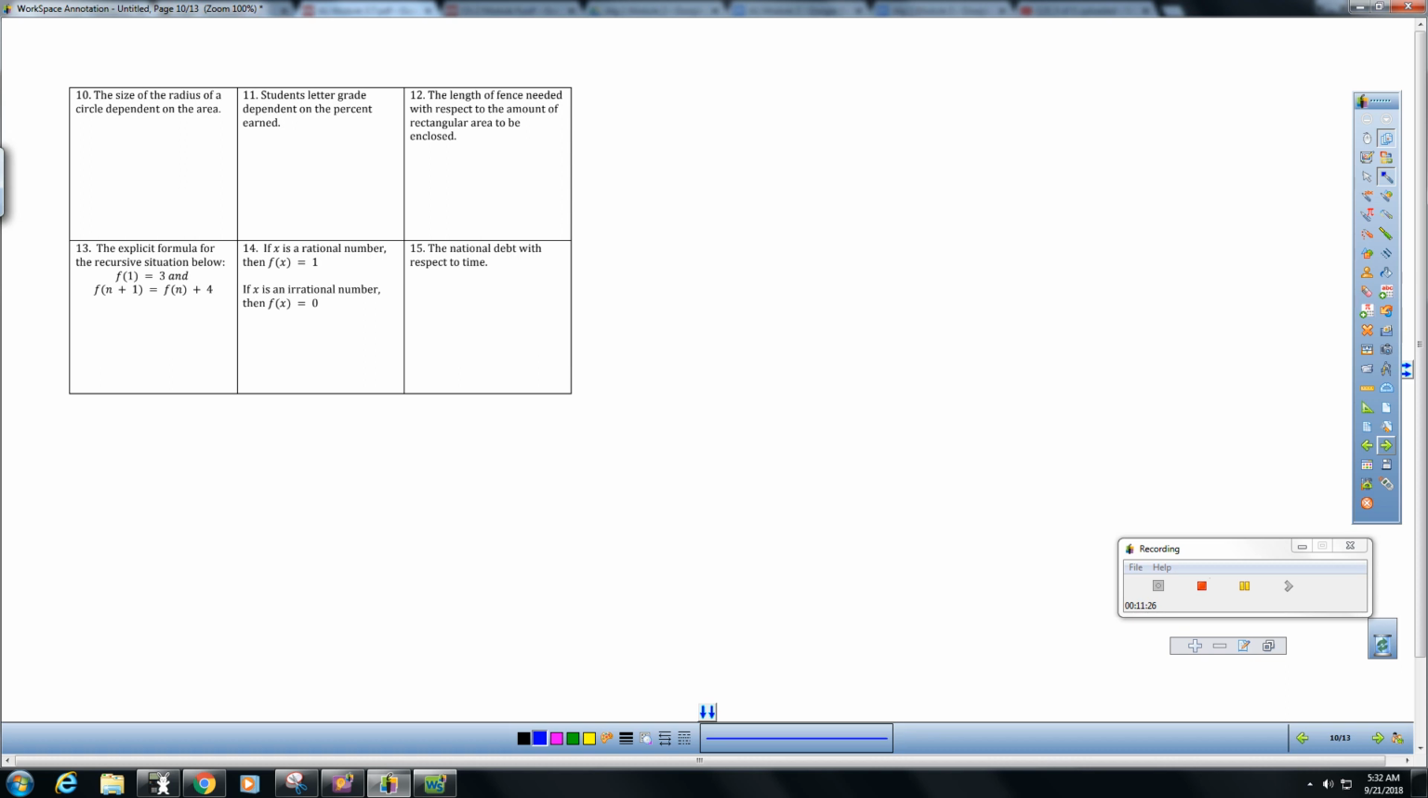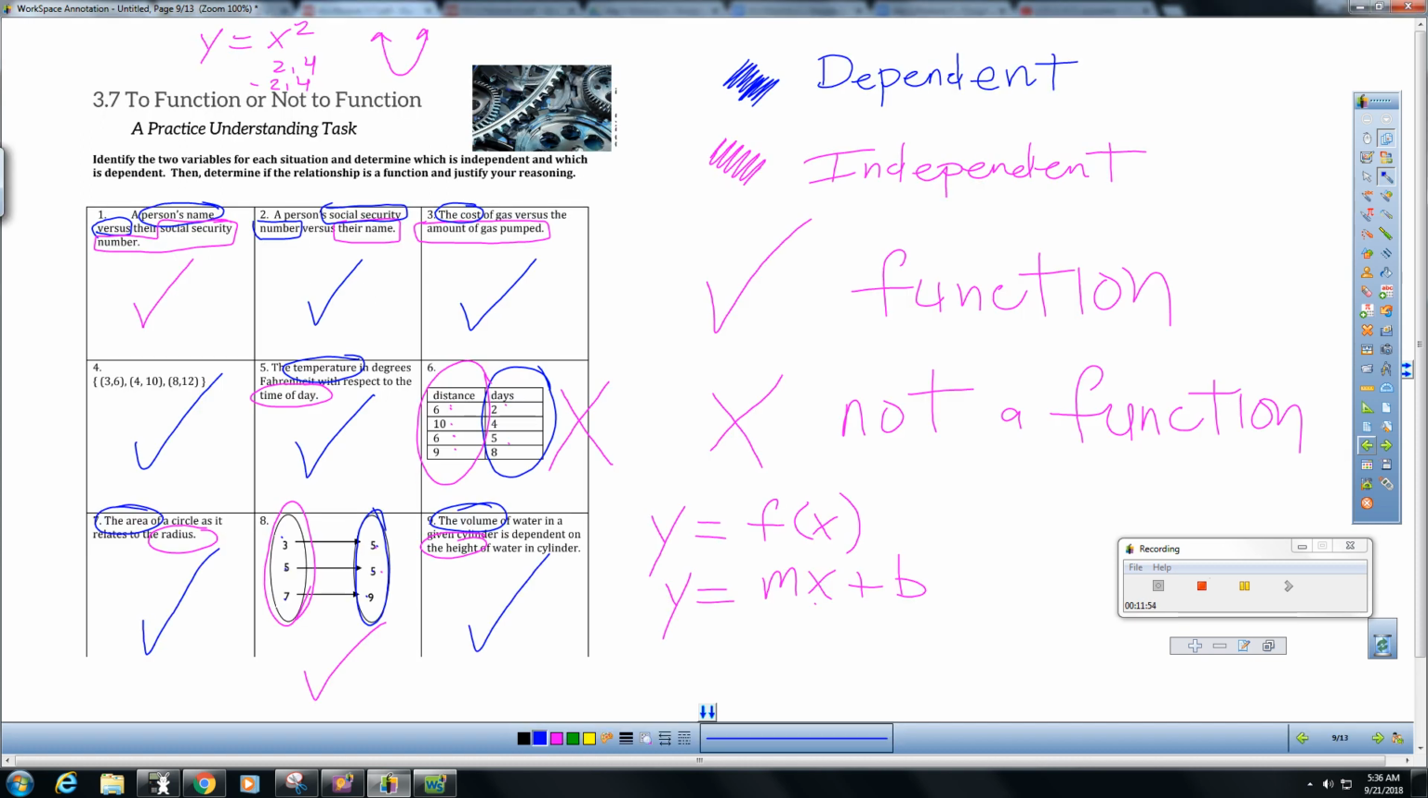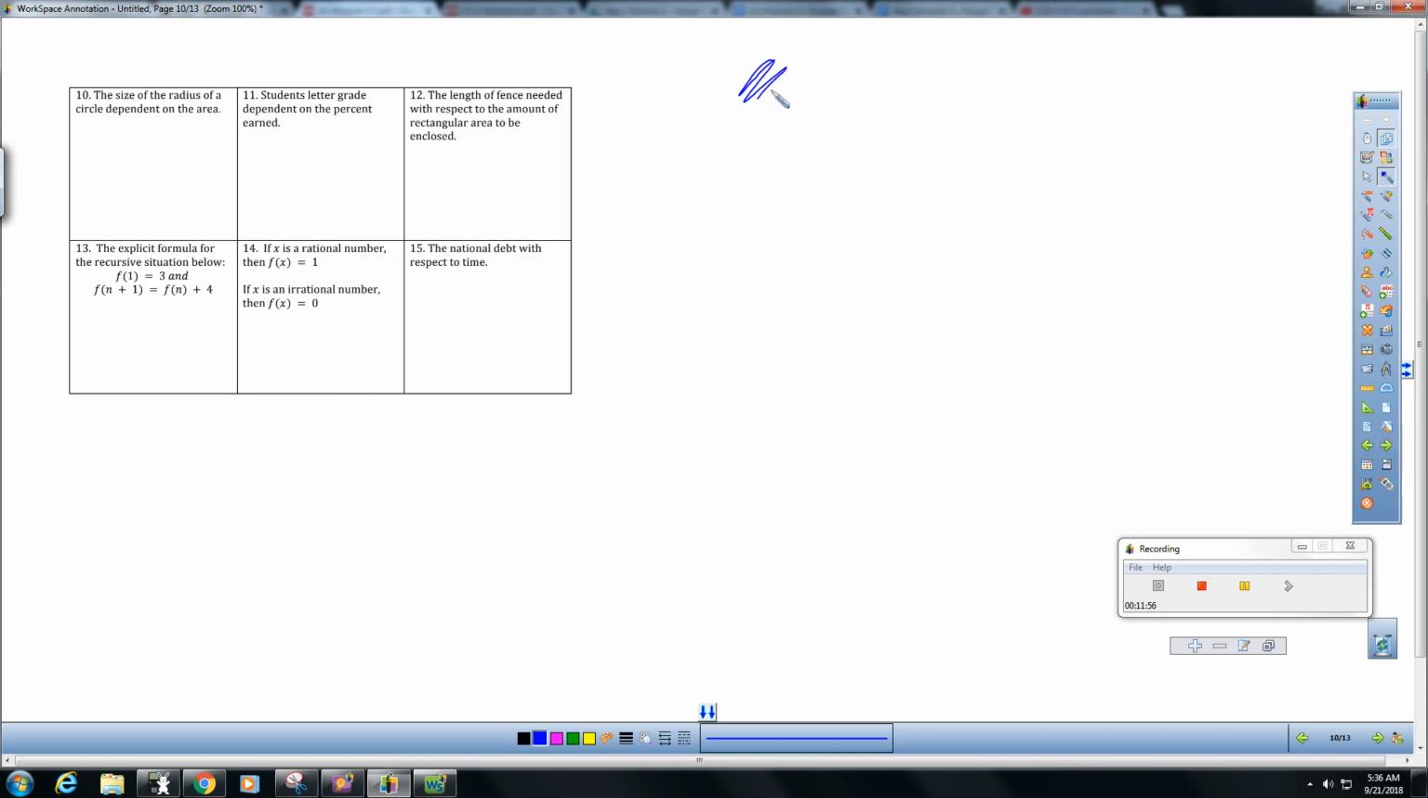The size of the radius of a circle dependent on the area. Again, I'm going to have to think about this. Well, based on what I thought of before, I do believe this is a function. So I think maybe you understand that now it's dependent on the area, so it's getting easier. Let's go back. I forget what my key is. So blue is dependent, purple is independent. Blue is dependent, purple is independent.